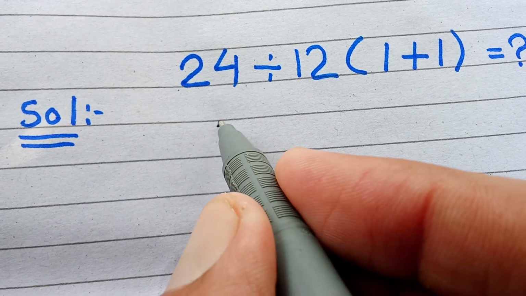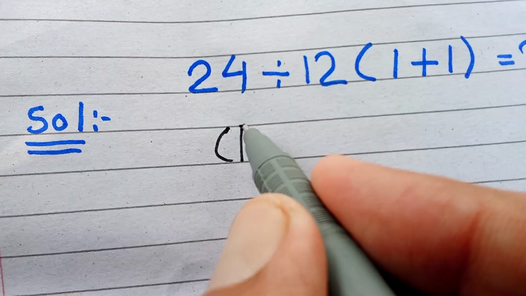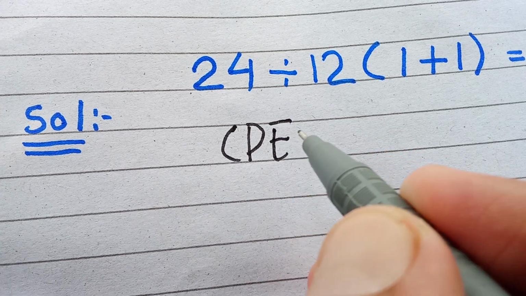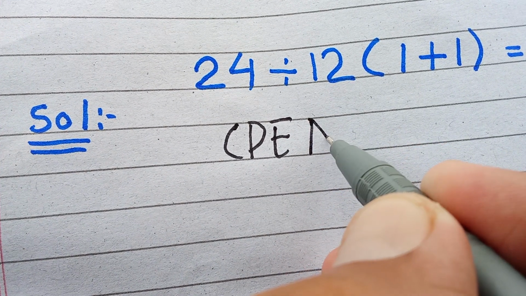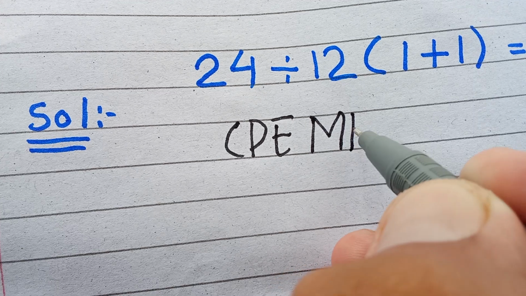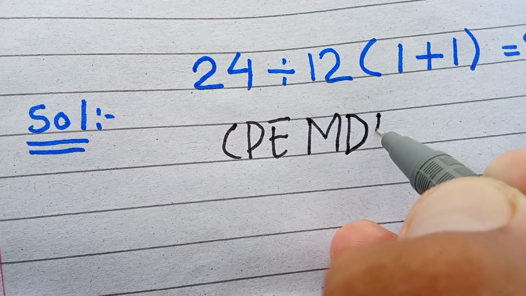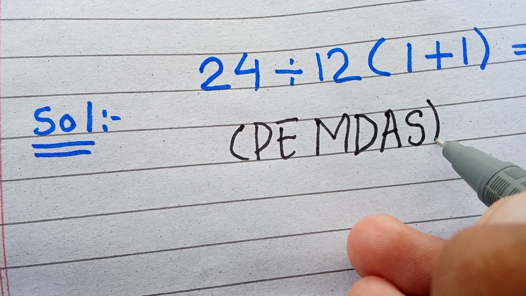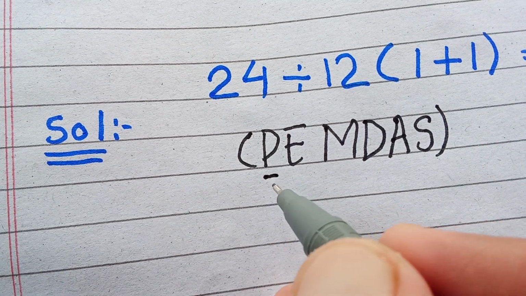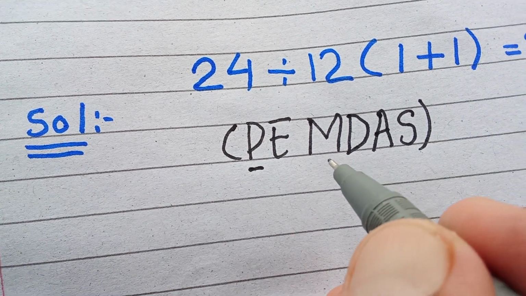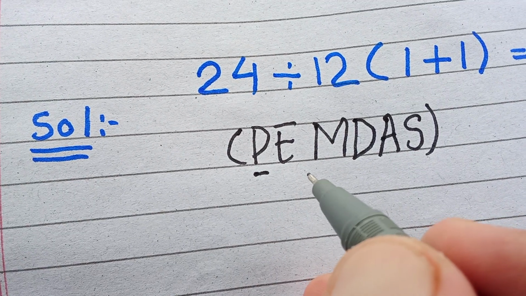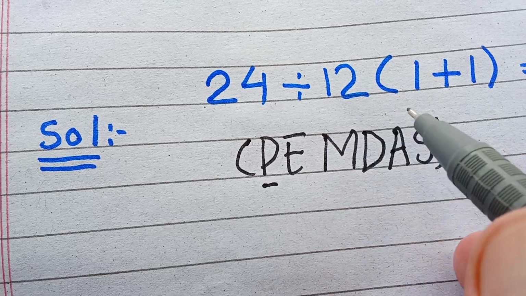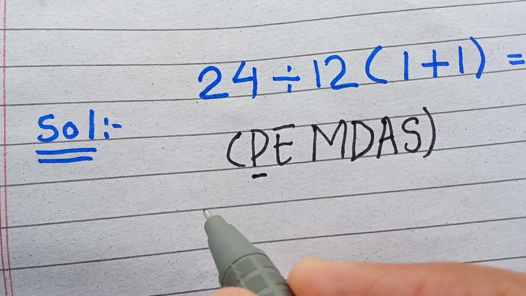So we should all know about PEMDAS. Here P stands for parentheses, E stands for exponent, M and D stand for multiplication and division, A and S stand for addition and subtraction. So here parentheses have higher priority than other operations, and multiplication and division have equal priority, and we have to go from left to right. So firstly we can solve parentheses.